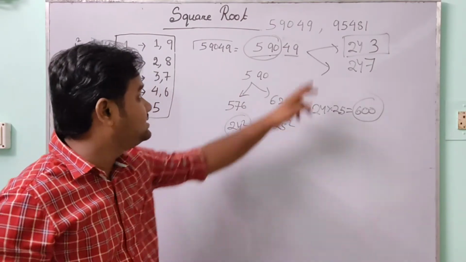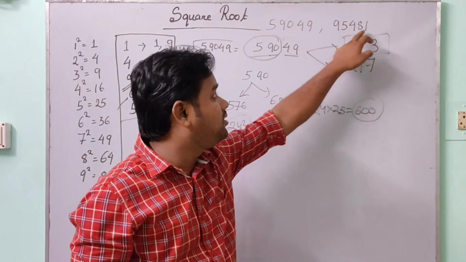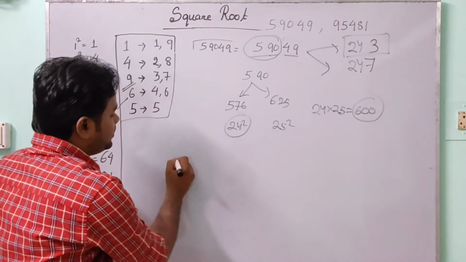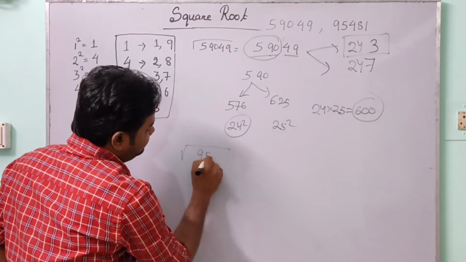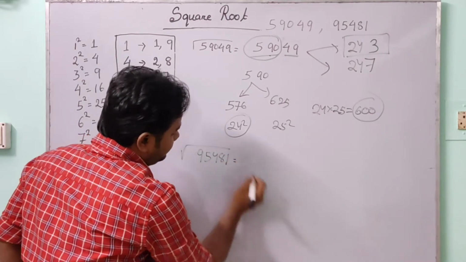And the next number is 95481. So what is the square root of 95481?